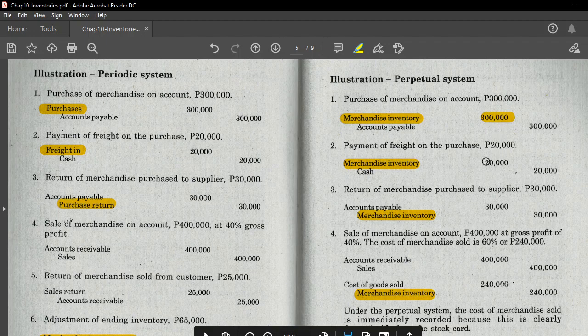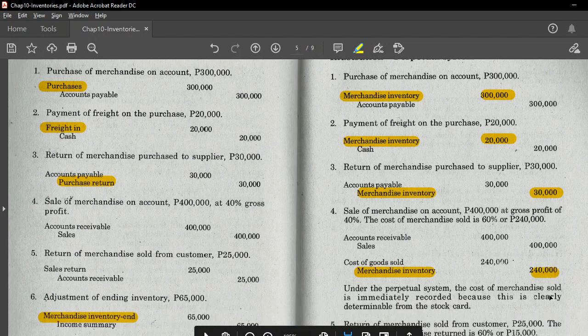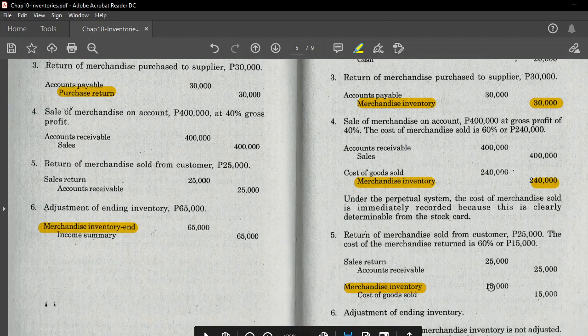We have 300 plus 20, so prepare your calculators, minus 30, minus 240, and then plus 15. And the answer is 65. Ayan, equal nga sila 65.